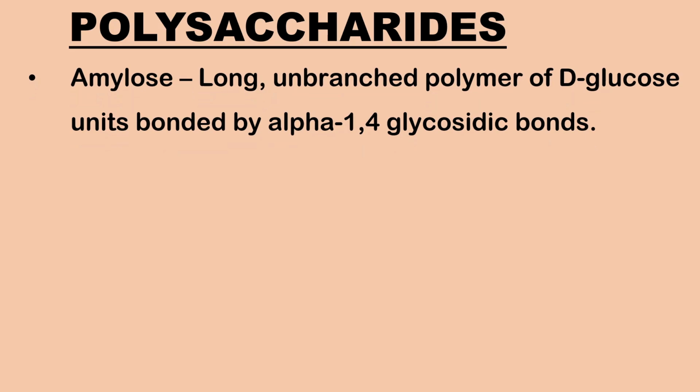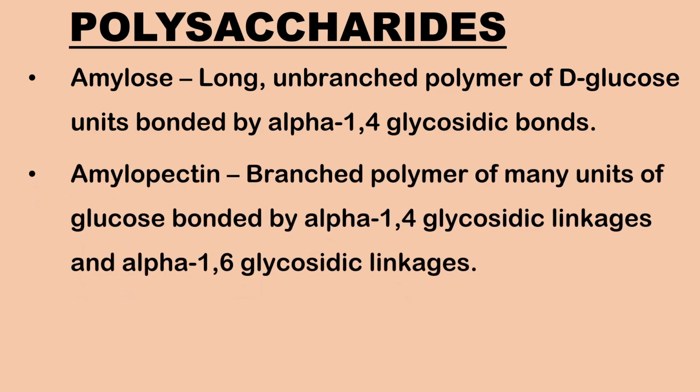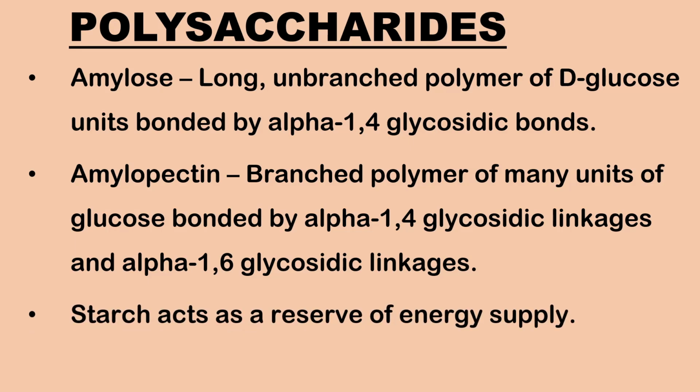Amylose is a long unbranched polymer made up of 20 to 1000 D-glucose units bonded to each other through alpha-1,4 glycosidic bonds. Amylopectin is a branched polymer made up of many units of glucose bonded together by alpha-1,4 glycosidic linkages and alpha-1,6 glycosidic linkages. Starch acts as a reserve of energy supply.